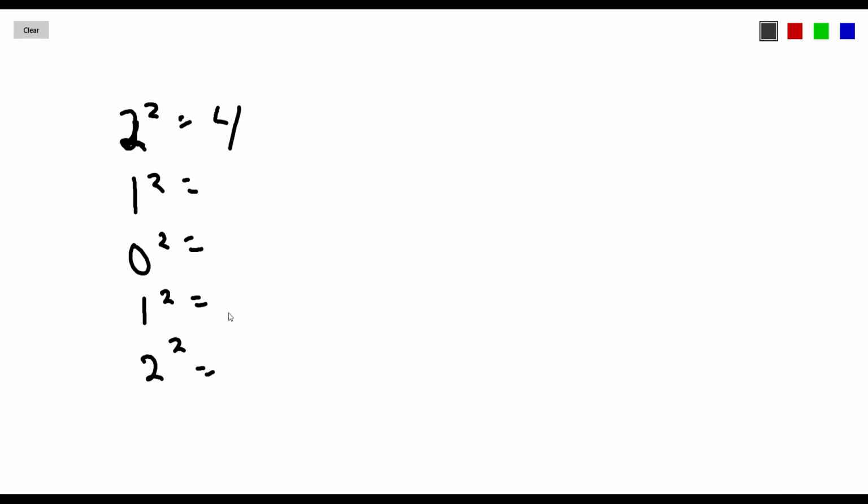Again, pause when needed. So we're going to take the new numbers that we just made: 2, 1, 0, 1, 2. Square those: 4, 4, 1, 1, 0. Alright, and so that gives us 10.